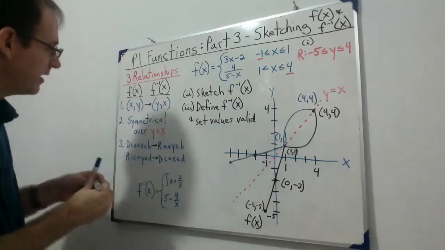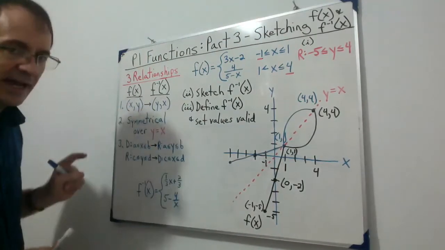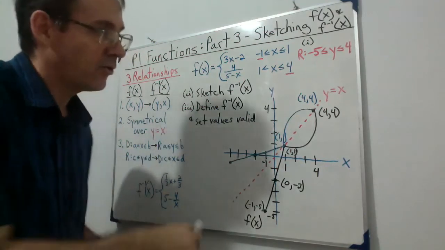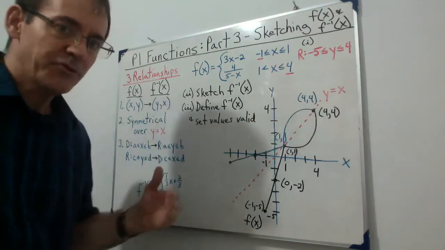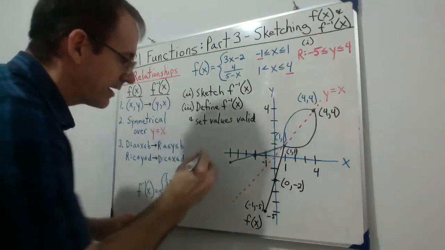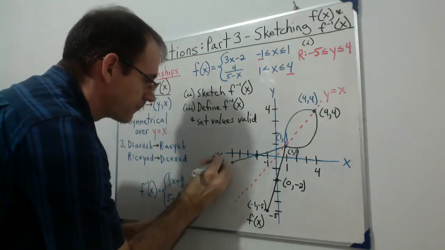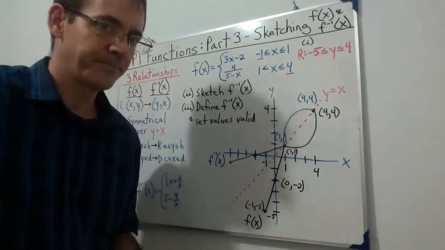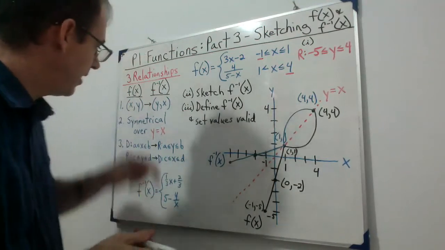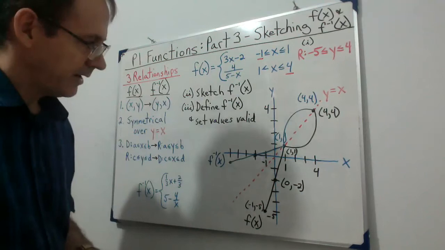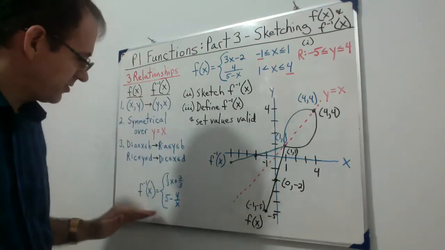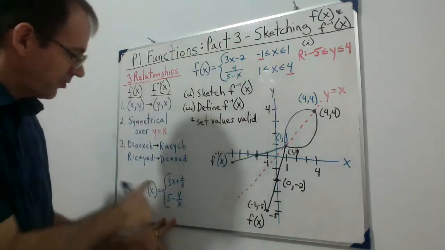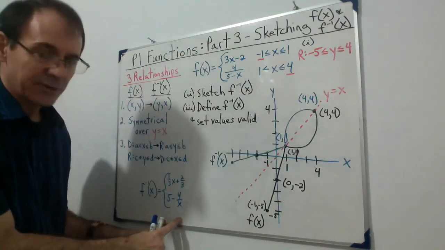So we use the concept of switching X and Y and the concept of being symmetrical over the line Y equals X. And we were able to graph our inverse function without even knowing the formula for the inverse function. That's what's really important, that you understand these concepts. Now, it did ask us to find the inverse function. Well, we actually covered that in part 2, so I did it for us really quickly.